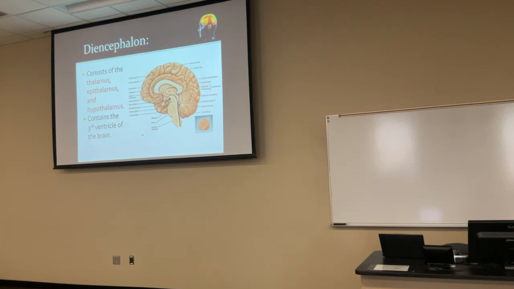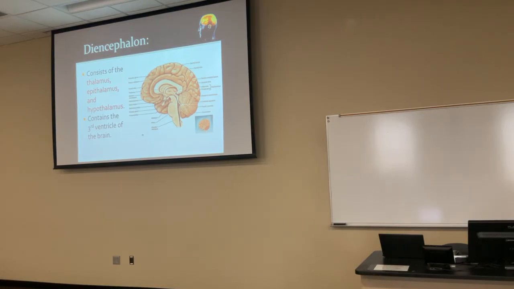Then the third part of the diencephalon is the hypothalamus, which is down here, this area. The hypothalamus is connected to the pituitary gland by a narrow stalk. The stalk right here between the hypothalamus and the pituitary is called the infundibulum, and that connects the hypothalamus to the pituitary.